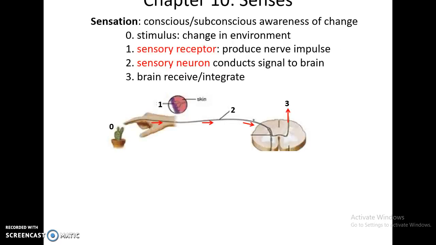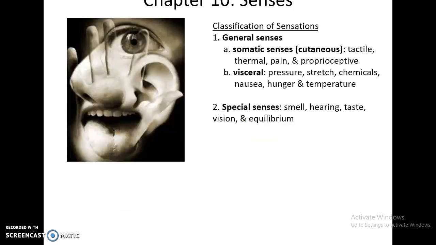Sensations are conscious or unconscious, subconscious changes that we are aware of. It includes a stimulus, which is the change in the environment, and a sensory receptor that detects the change and transmits it to the sensory neuron that conducts the impulse to the brain where the information is integrated. Sometimes the sensory receptor can be the sensory neuron.